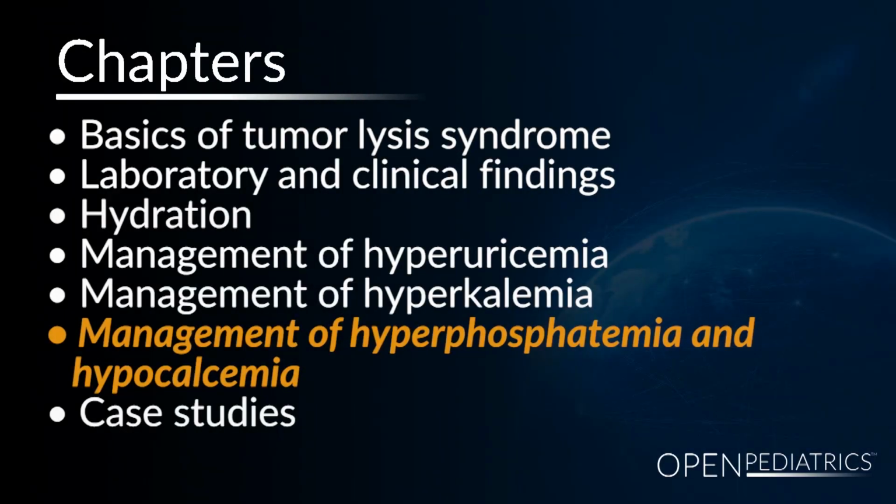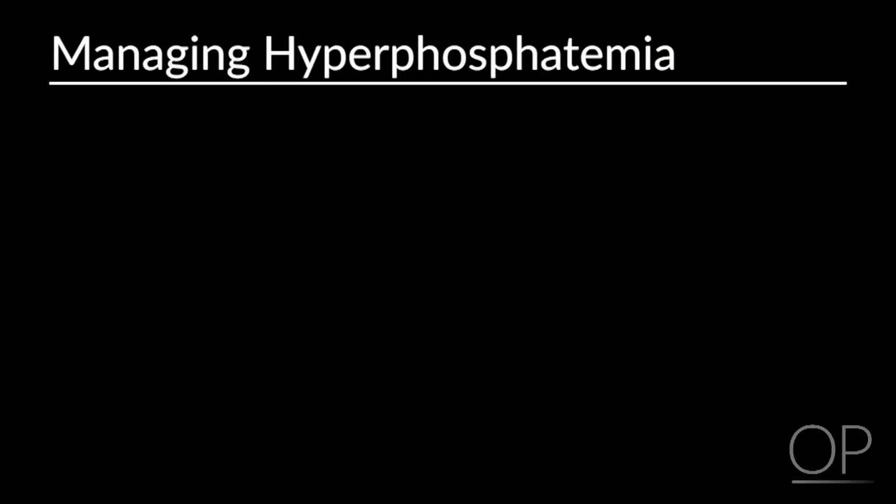Management of hyperphosphatemia and hypocalcemia. We've now gone through hyperkalemia, hyperuricemia, and fluid status. Now we can start to take a look at other metabolic derangements that can occur with tumor lysis syndrome. One of those is hyperphosphatemia.